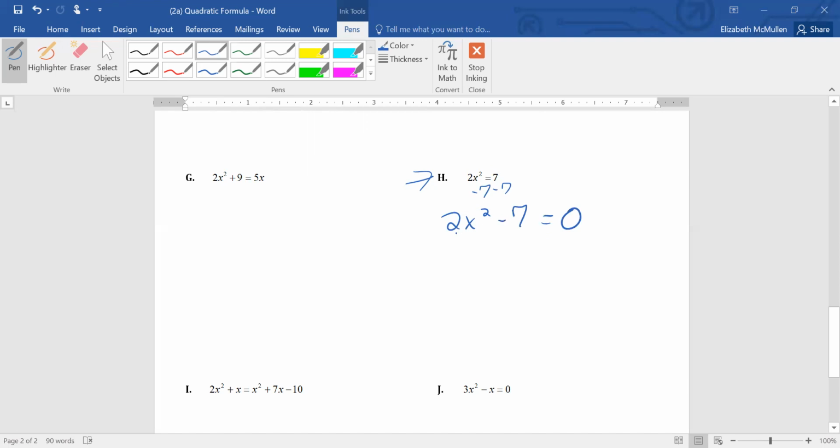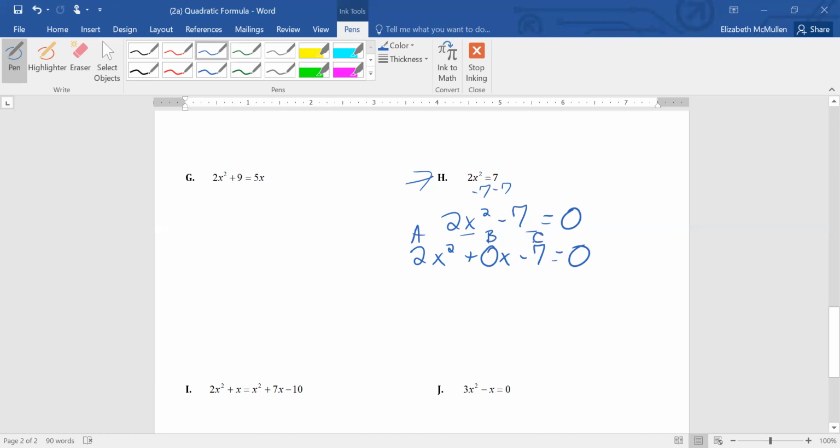But we've got a problem, right? We're missing a piece. What piece are we missing? We have the x squared. We have the constant. We're missing the x term, right? We don't have a b. So remember, in math, anytime we don't have something, we can plug in 0 as a placeholder. All right, so now we have an A, we have a B, and we have a C, and we can plug it in just like we would before.